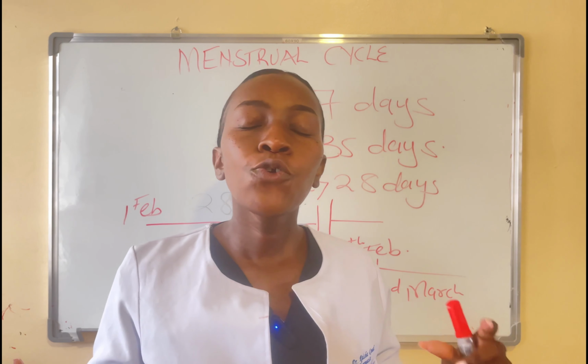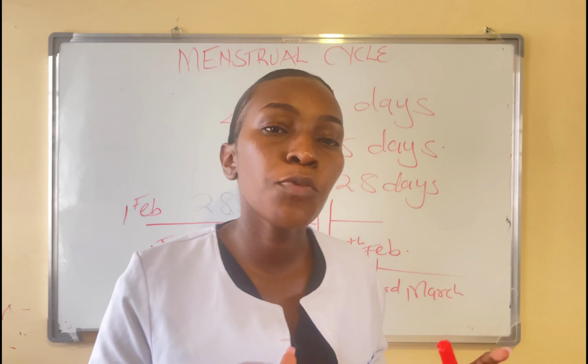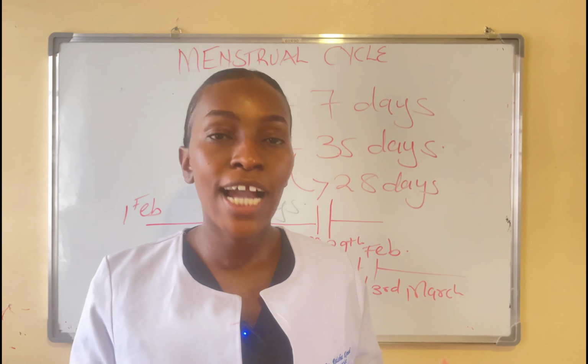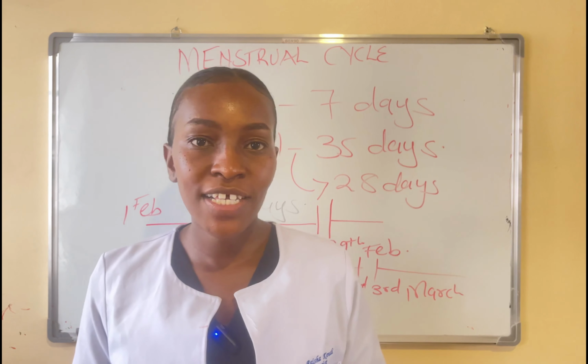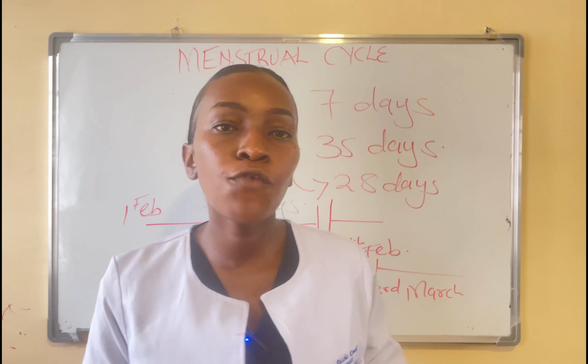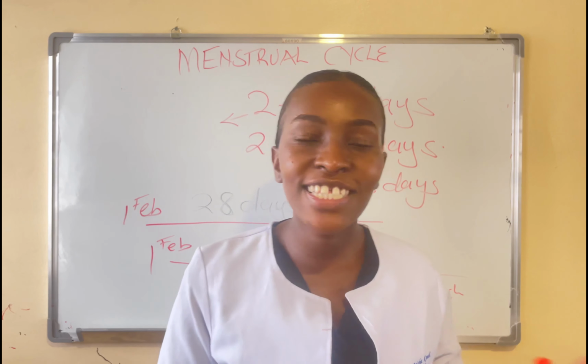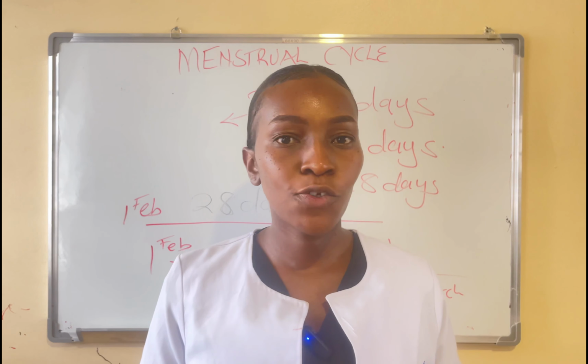You can calculate your cycle with the help of your calendar or even using apps. You have to track your cycle. You have to say that this is the first day of my period, and then you wait for your next period. The days that are in between, that is how you calculate your cycle.